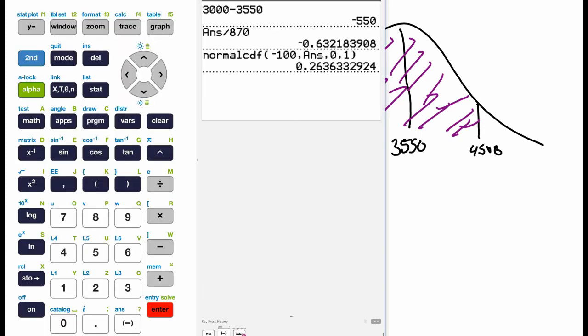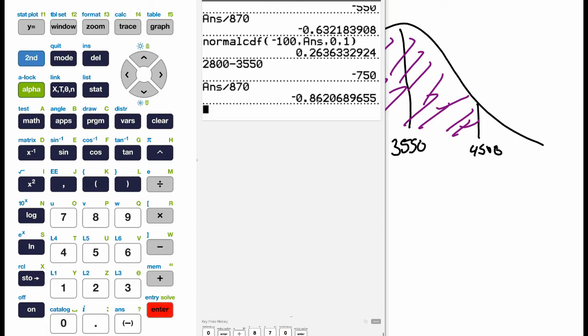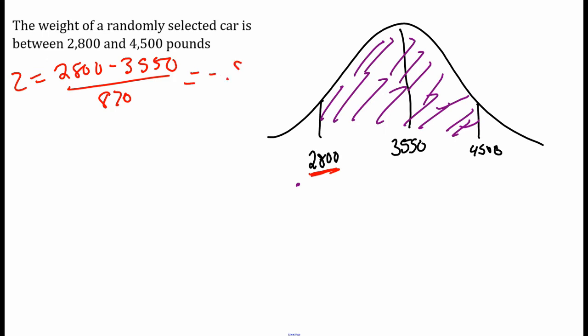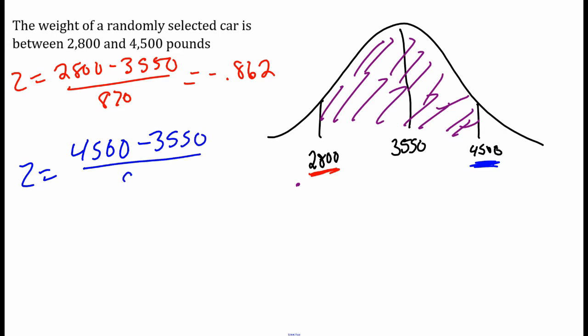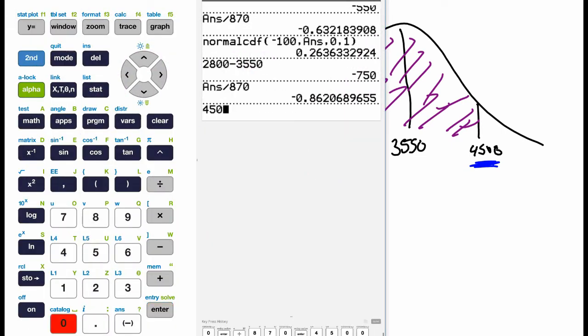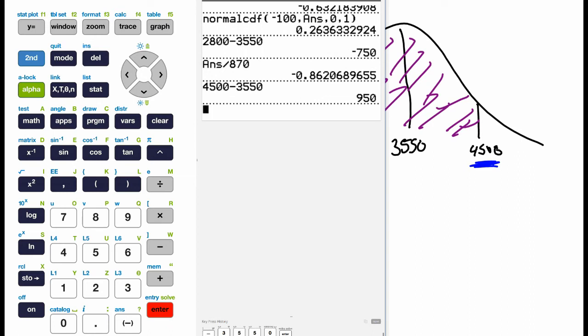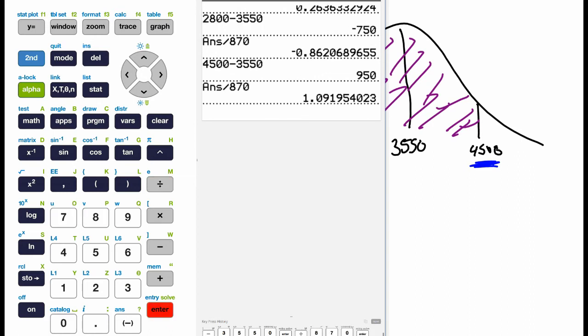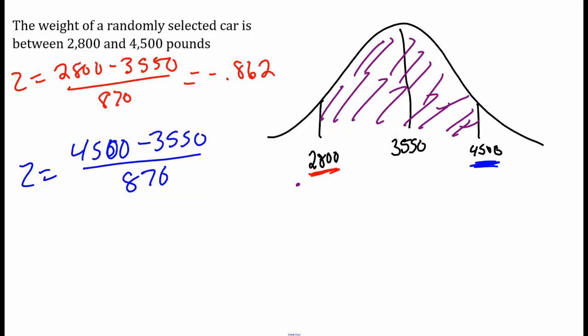So let's figure out what that is. 2,800 minus the mean divided by 870 is about negative 0.862. The upper z-score is 4,500 minus 3,550 over our standard deviation. Well, what does that come out to be? I'm 950 away from the mean, but how many standard deviations away am I? About 1.092.